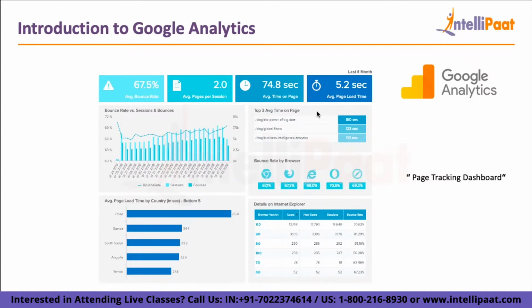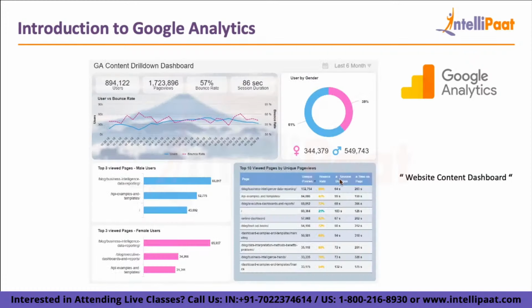Then top three average time on page. So this will basically tell you which three pages on your website are taking more time to load. Then this will also tell you which browsers are causing a problem. Let's say on the Chrome browser you notice that your website is taking a lot of time to load. Then you can tell your development team about what is happening, and they can sort it out for you, right? Similarly, if on a certain browser you want to have a look at some details, you can also do that on the Google Analytics dashboard, right?